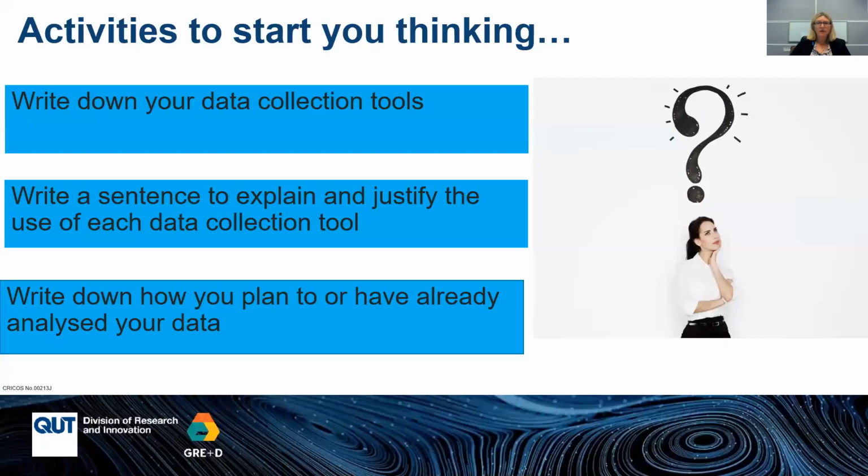Okay, sorry. So to start your thinking, I want you to write down your data collection tools and also a sentence to explain or justify why you're using those tools. It's a really important part of your research design, and you'll see why soon, how it all connects with your results in your discussion, of course. And write down how you plan to, or you've already analysed your data. If you can do that in a sentence, that'd be great, and then we'll use those shortly.